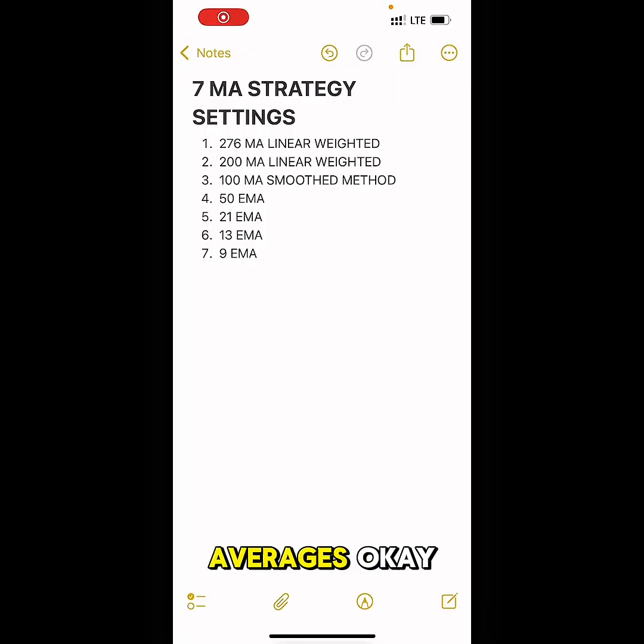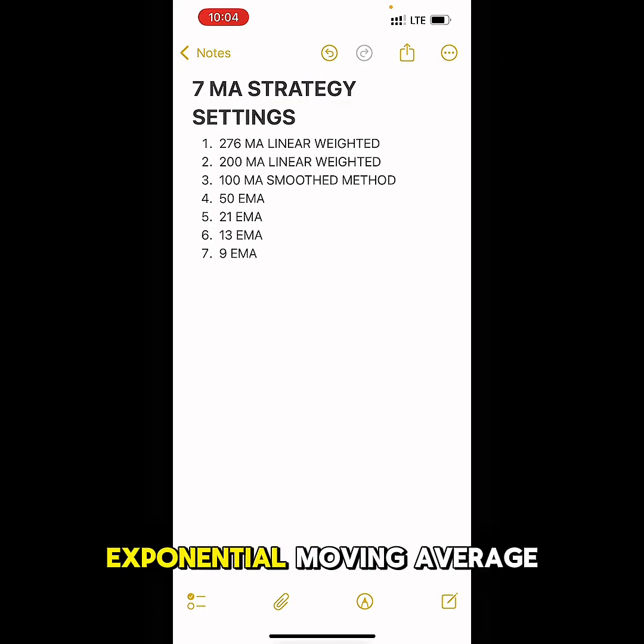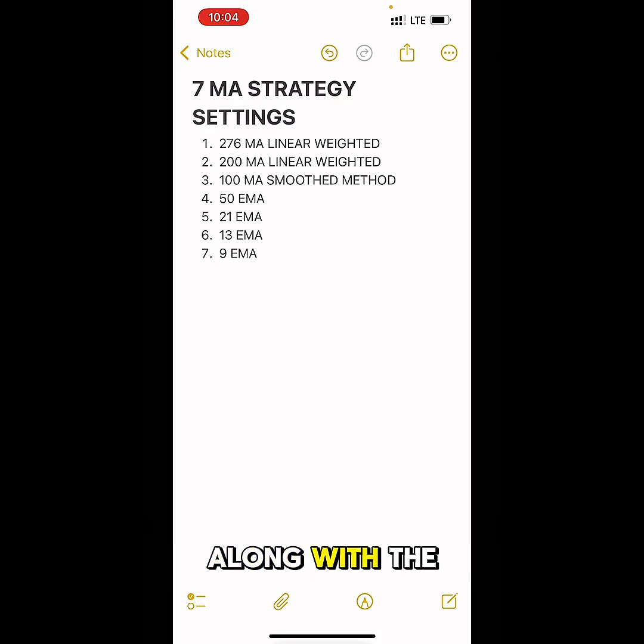For the moving averages, these are the moving average settings. We have the 276 linear weight moving average, and then we have the 200 moving average also at linear weight. We have the 100 moving average at the smooth method. We have the 50 exponential moving average, the 21 exponential moving average, and the 13 exponential moving average, along with the 9 exponential moving average.